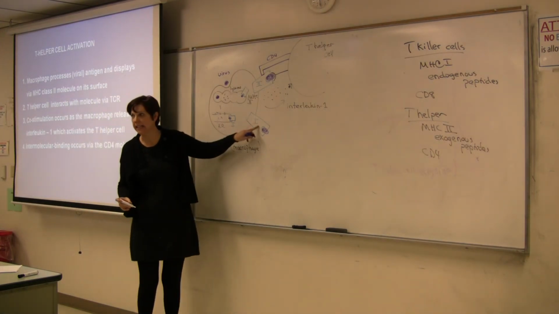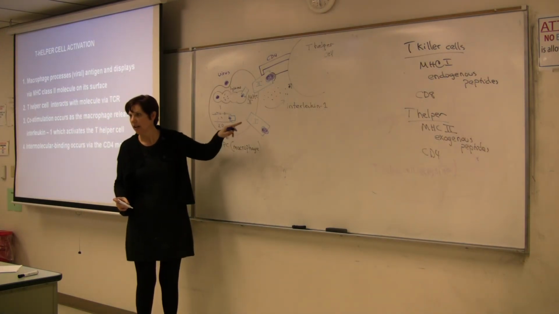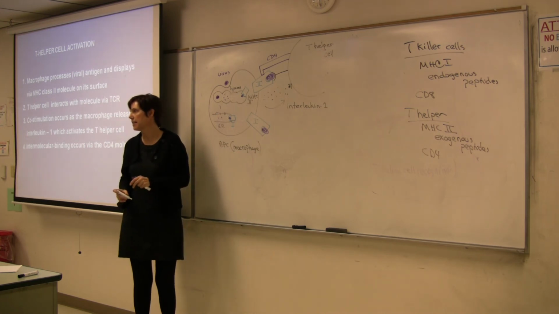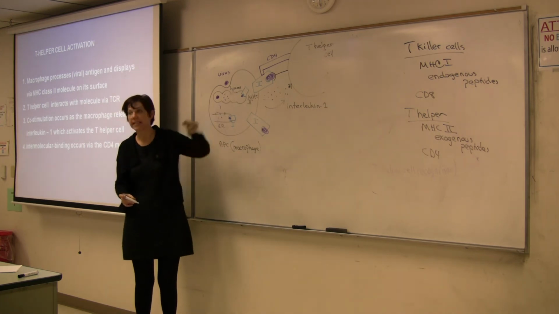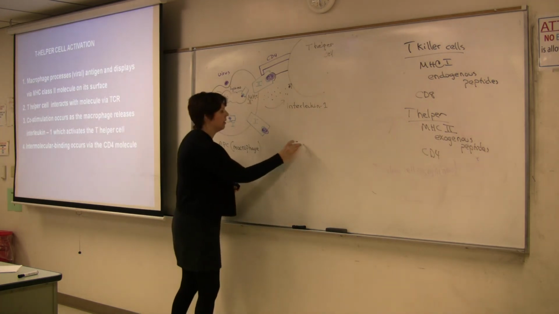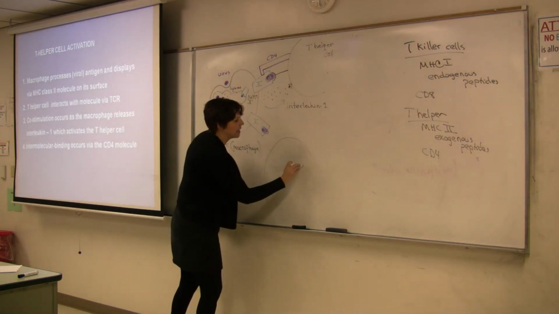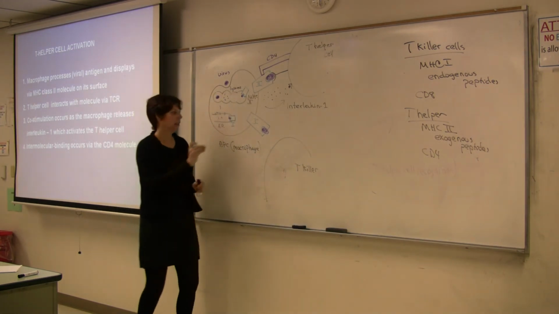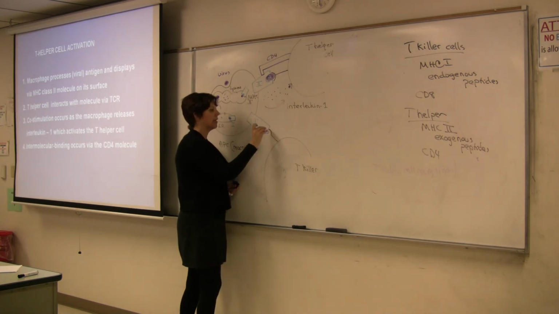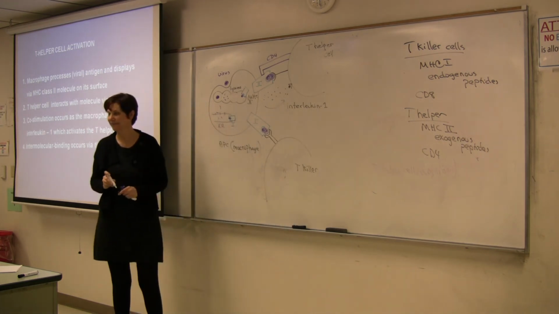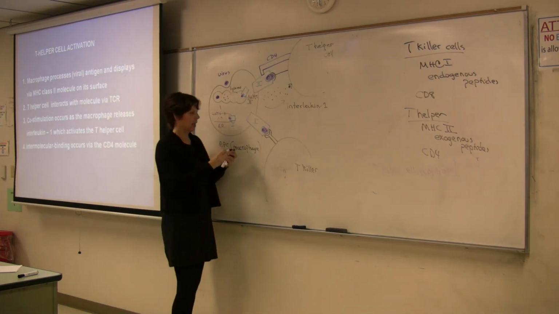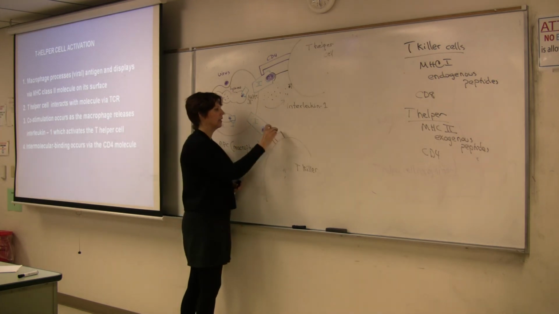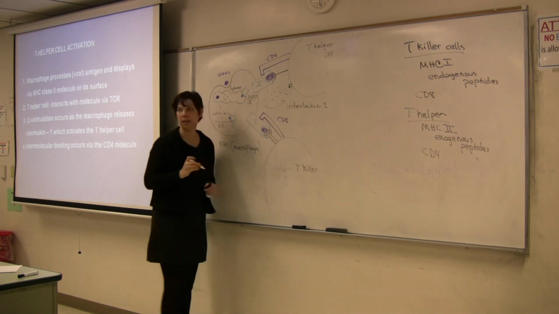Now we have our MHC class 1. What cell interacts with MHC class 1? The T killer cell. So here we have our T killer cell. It also has a T cell receptor that is specific and only recognizes the same epitope as the T helper cell. It is stabilized by a CD8 molecule.